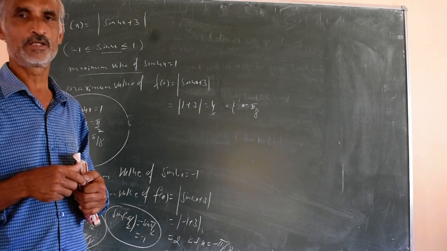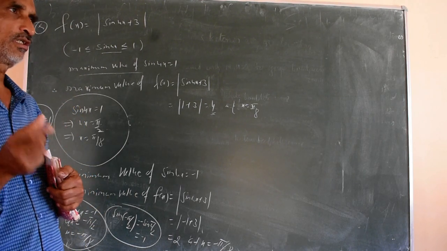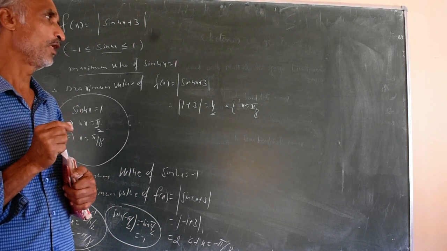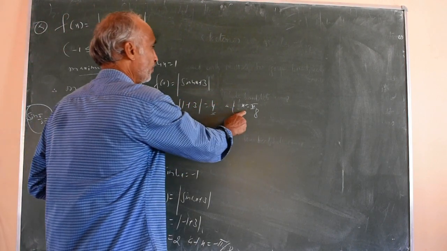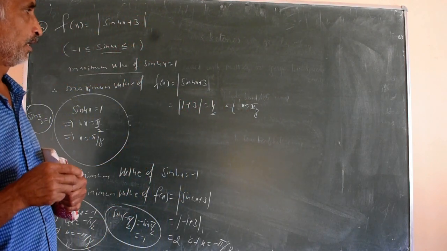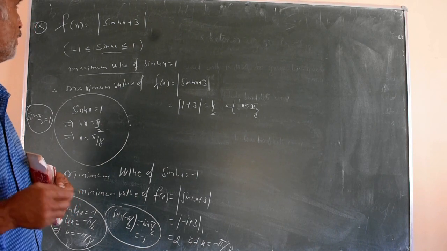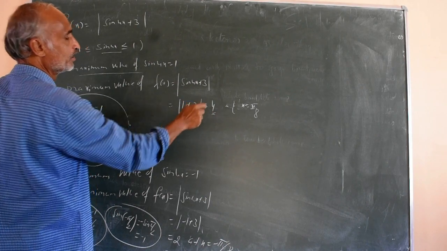At x = pi/8, what happens to the function? A function is a function of a certain variable. The function value depends on the variable value. At the point where the variable x = pi/8, the function f(x) will take the maximum value, and the maximum value of f(x) is 4.